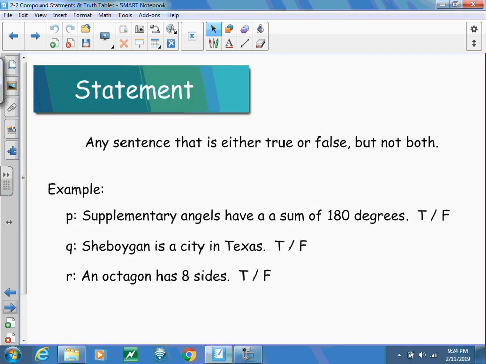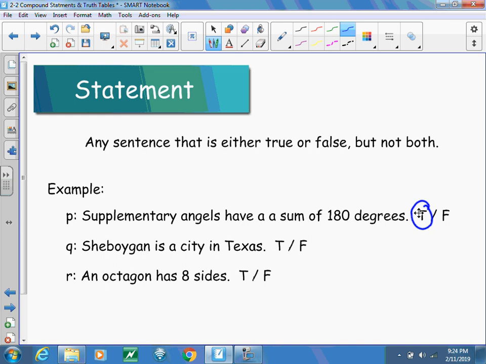So first of all, let's talk about a statement. A statement is any sentence that can be stated as either true or false. It cannot be both. Here I have three statements that I've written down. I have statement P, which says supplementary angles have a sum of 180 degrees. And we know that is a true statement because that's the definition of supplementary angles. So it's true.